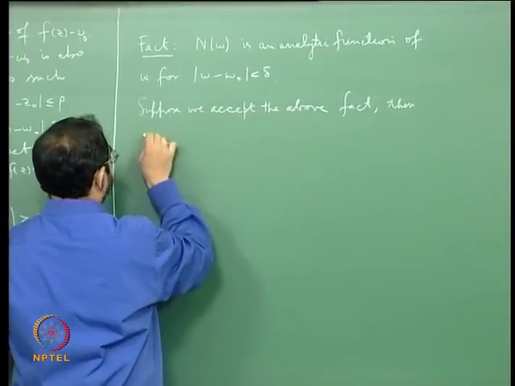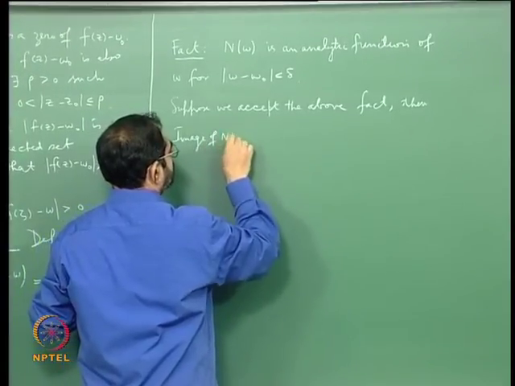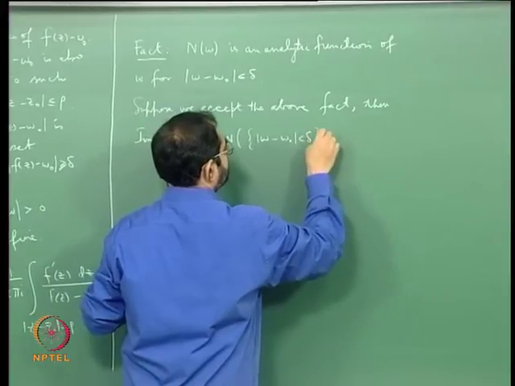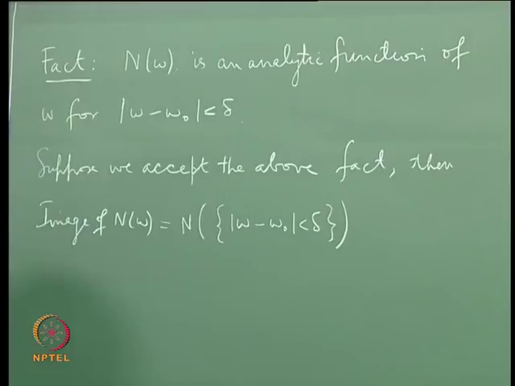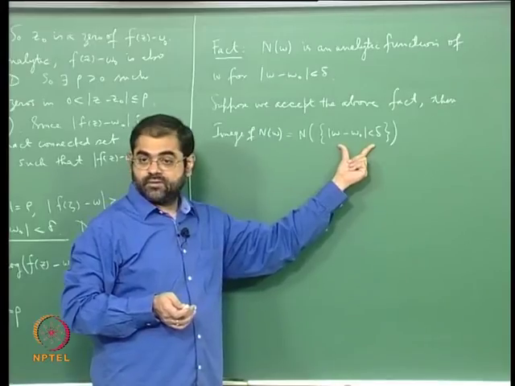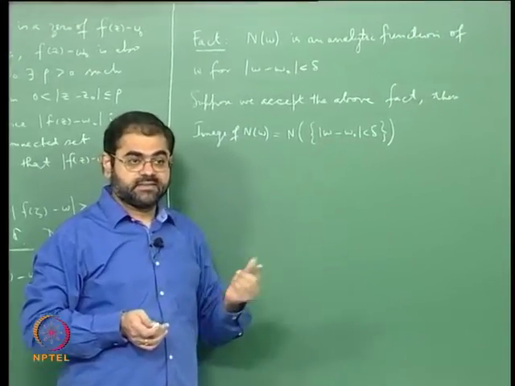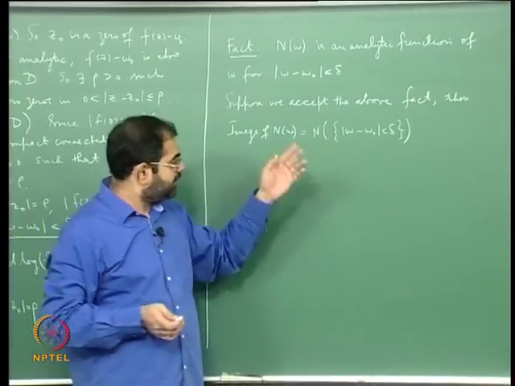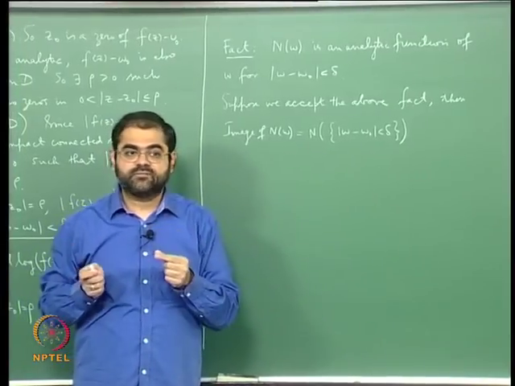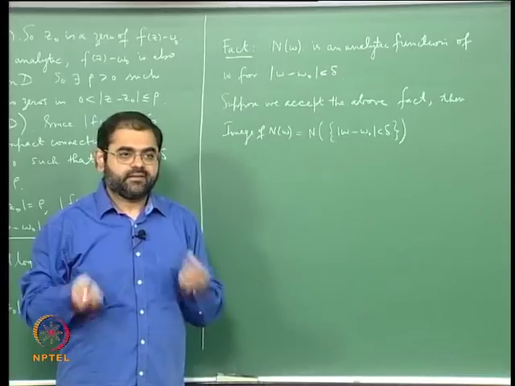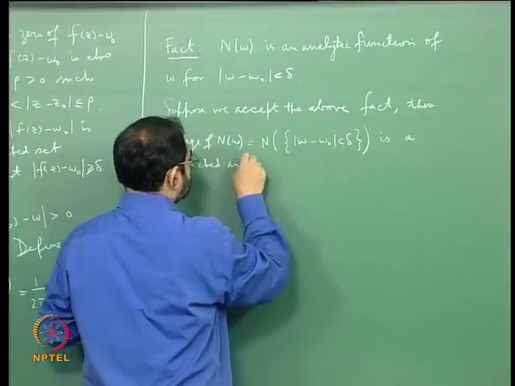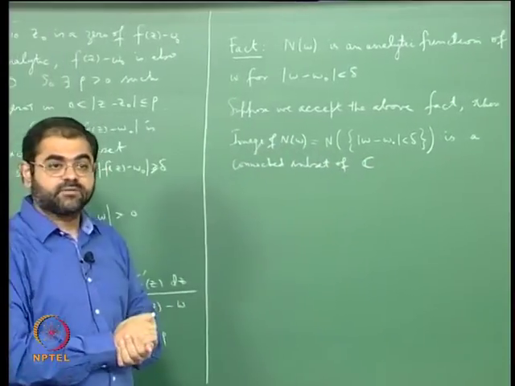if I take the image of n, that will be n of the whole disk. If I take the image of n under this disk, you see n of w is an analytic function of w. Analytic function is of course continuous. So you are taking the image under a continuous map of this disk. Okay, but what is this disk? This disk is connected. Of course the point that I want is that it is connected, and if you take the image of a connected set under a function, it's again connected. So this is going to be a connected subset of the complex plane. Okay, it's a connected subset of the complex plane.